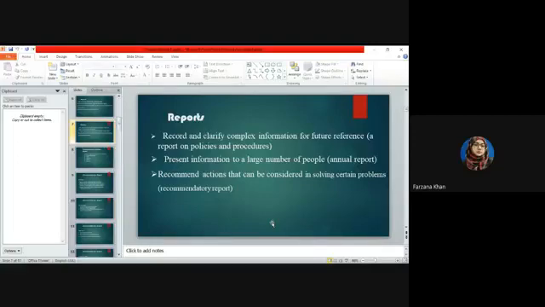Reports present information to a large number of people, like monthly reports and annual reports. An annual report is written and information is provided to a large number of people. Reports recommend actions that can be considered in solving certain problems. Recommendatory reports are written to provide actions for the purpose of solving problems. So if there is a problem and someone assigns another person to inspect the problem, evaluate, go through the analysis of the problem and suggest suitable actions and give us recommendation. So on the basis of the recommendatory report, the actions are taken to solve certain problems.